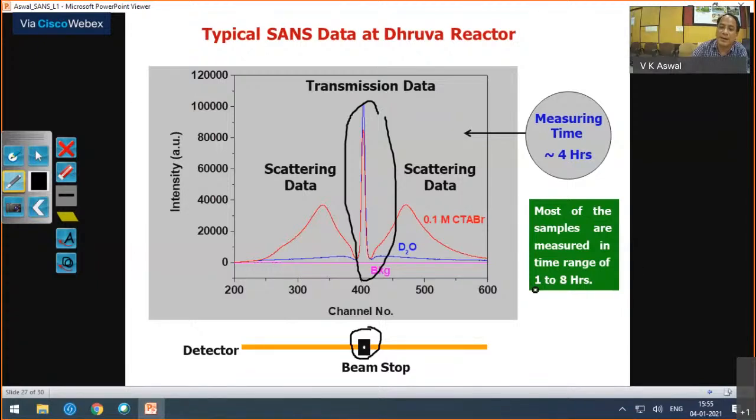So we typically measure samples from 1 to 8 hours. So if you have very good scattering, then within 1 hour we can measure. And if it is poorly scattering samples, then we give at least 8 hours, sometimes 1 day, also 24 hours. And now we have a sample changer where we can load up to 7 samples. So many times what we are doing is we are loading 6 samples for 24 hours. So average time about 6 hours for a sample. So that is typical time for measuring a sample, about 6 hours in the case of small angle.